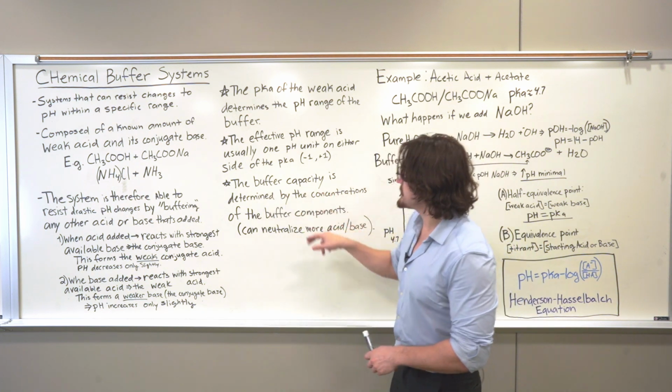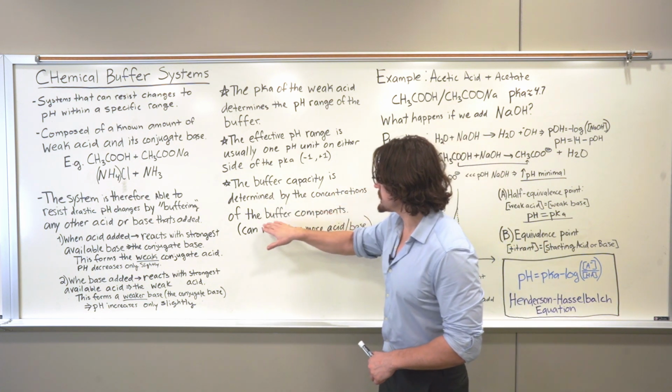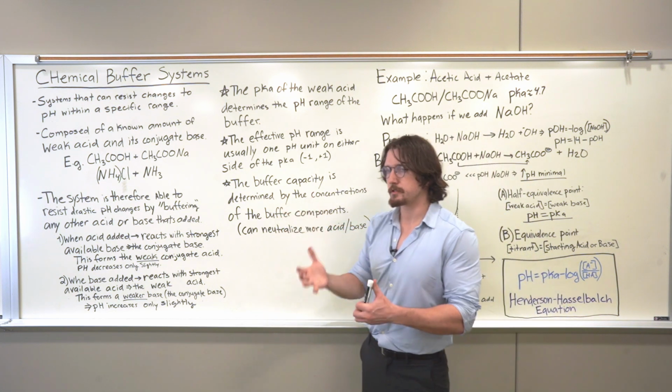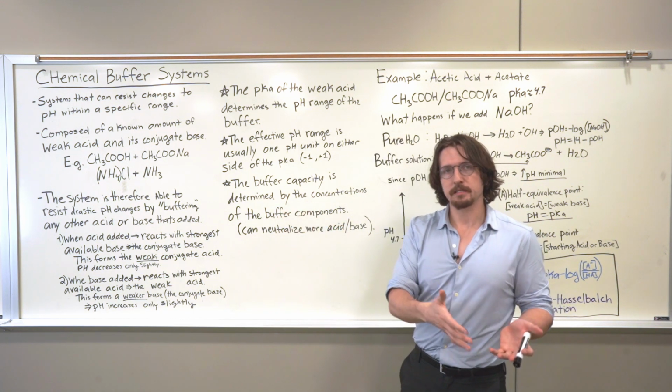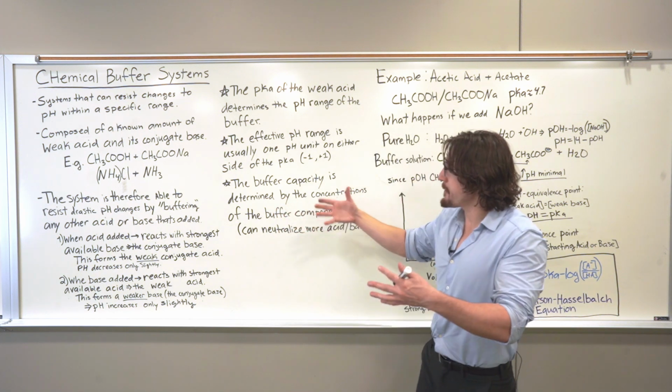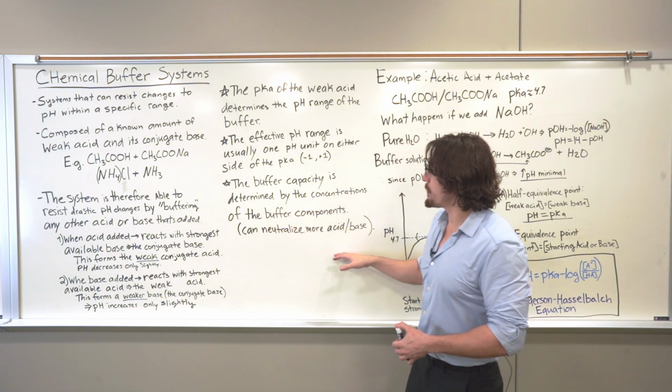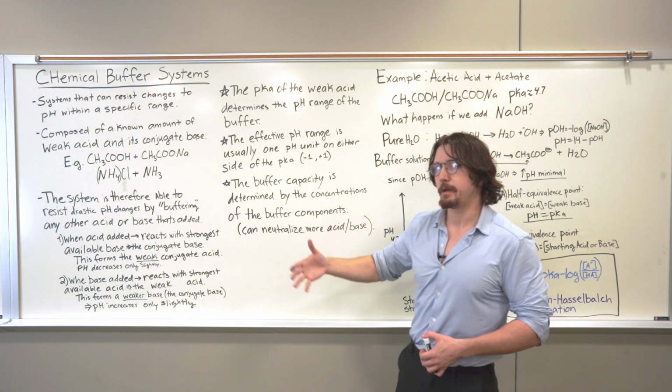And the buffer capacity is determined by the concentrations of the buffer components, so really just the concentrations of the conjugate acid-base pair. And of course, the higher those concentrations are, the more neutralization of any acid or base that you add can happen.